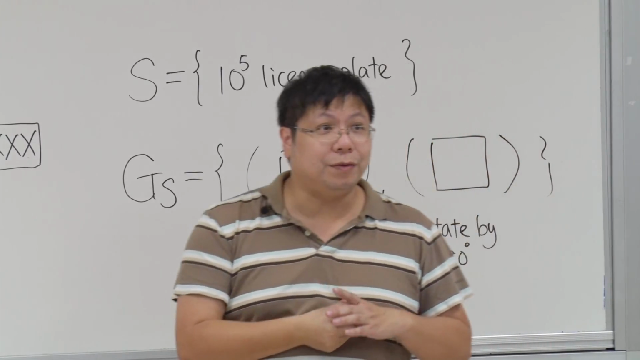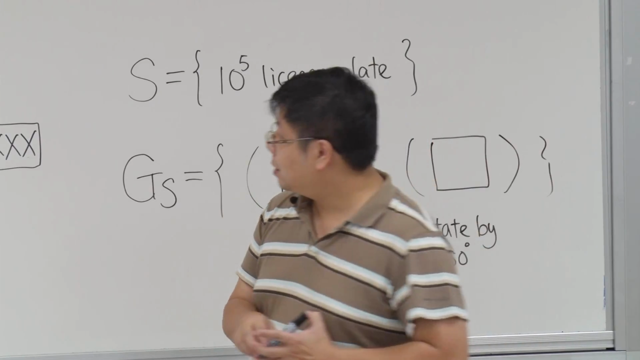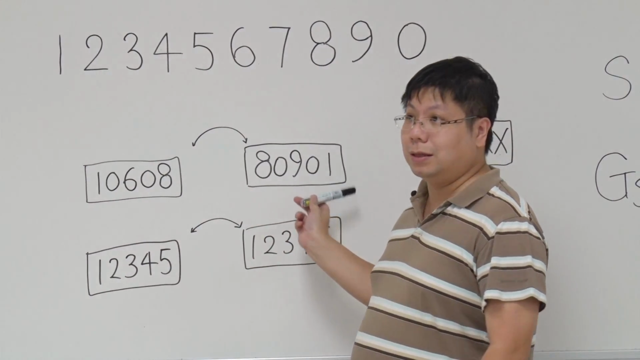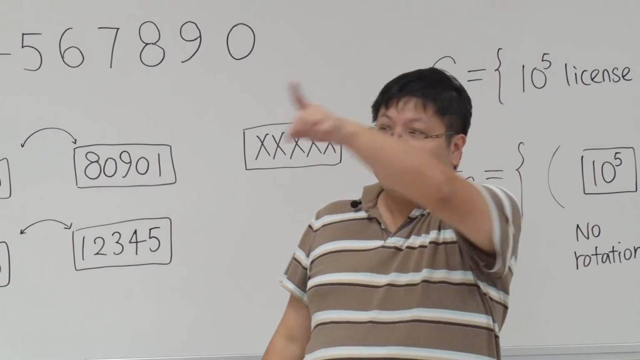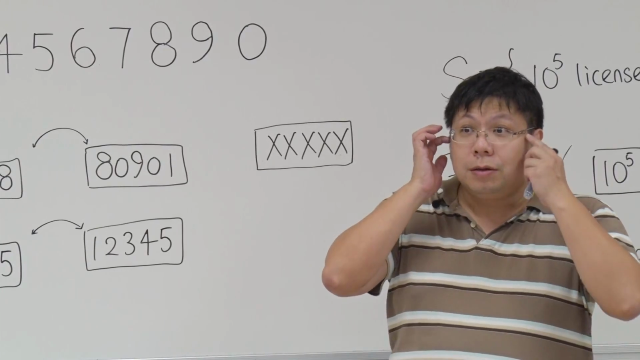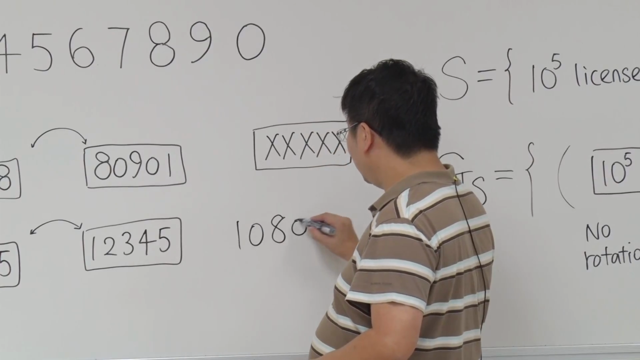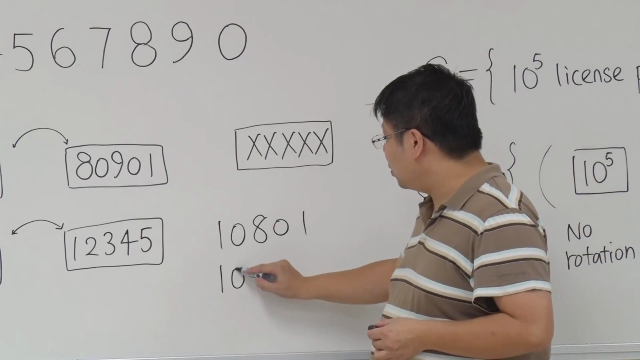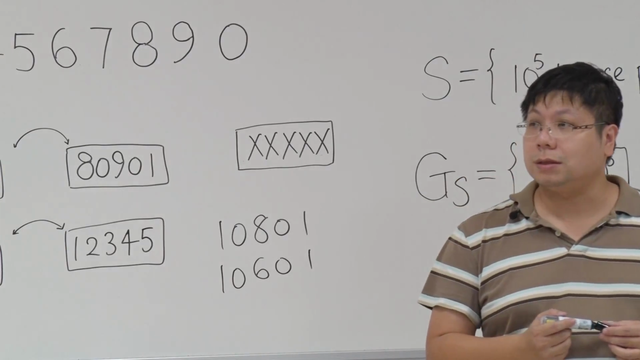So you want to have invariant. So this is not invariant, right? This is 10608. It maps to 80901. These two numbers are not the same, right? This is not an invariant. But if you have 11111, then it maps to 11111. Then it is an invariant. How about 10801? Is it going to be invariant? Yeah, this is going to be invariant. How about 10601? Is it going to be invariant? No. Okay, so this is not going to.